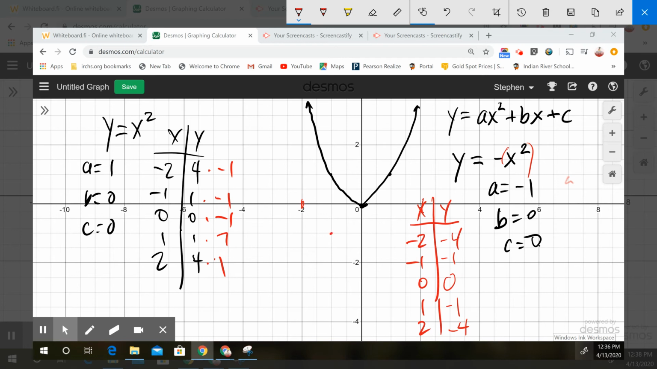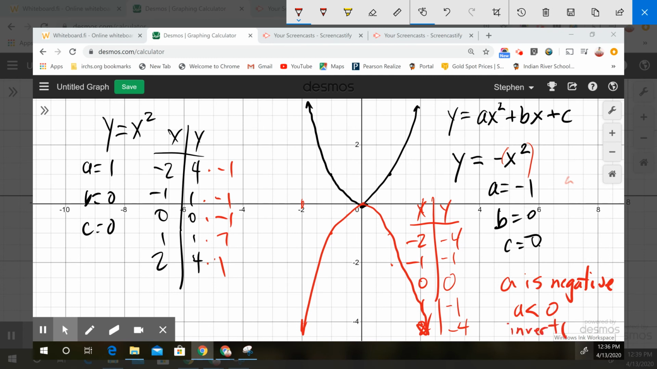And what you're going to see is all it does is it just flips this thing upside down. See? It literally is the same curve. Nothing has changed its shape, but the negative flips it upside down. So when A is negative, or you'll see when A is less than 0, it is an inversion. It inverts it, okay? When A is negative, it inverts. That's the most important thing you need about A.